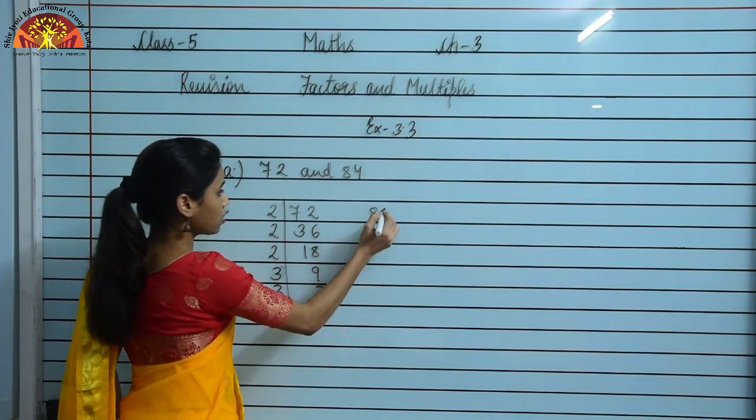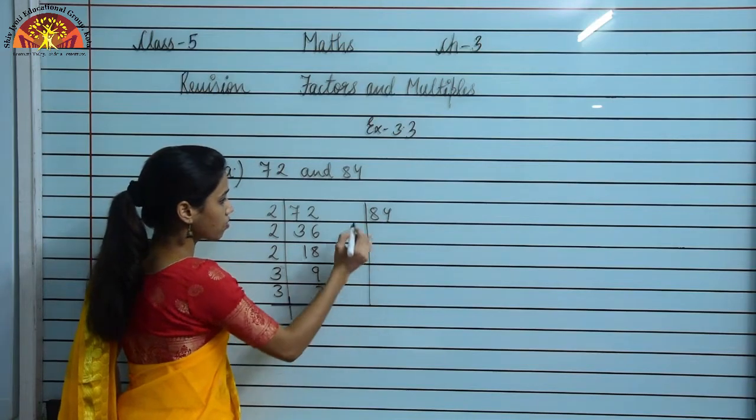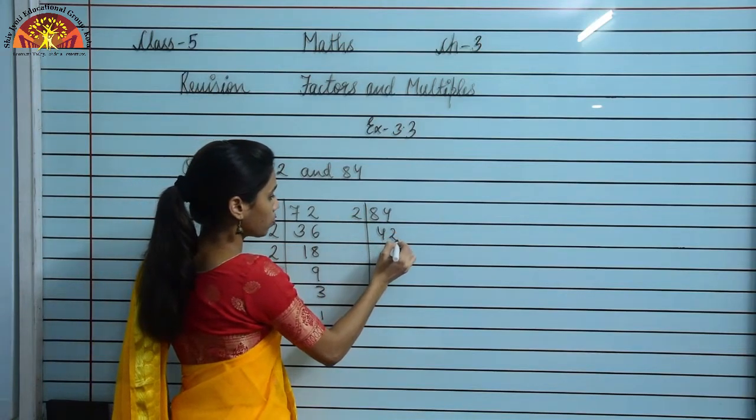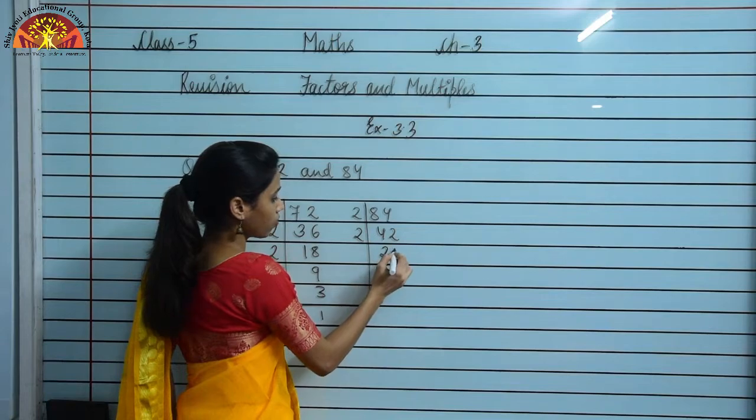Now let us see 84. 84 is divisible by 2 42 times, 42 by 2 21 times.